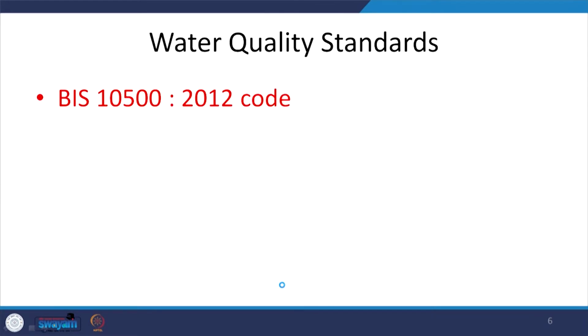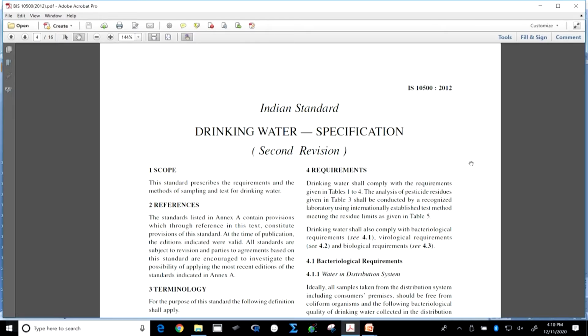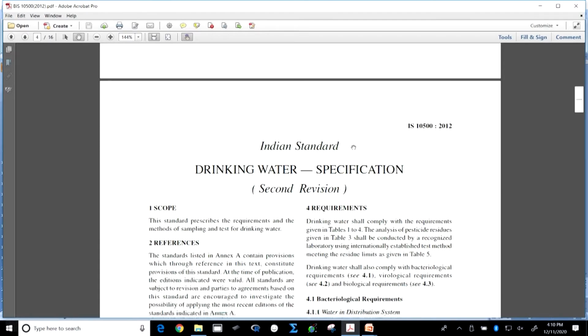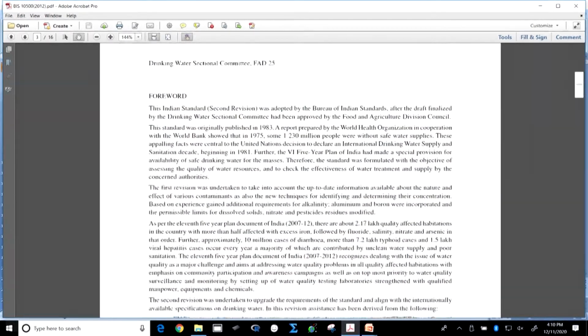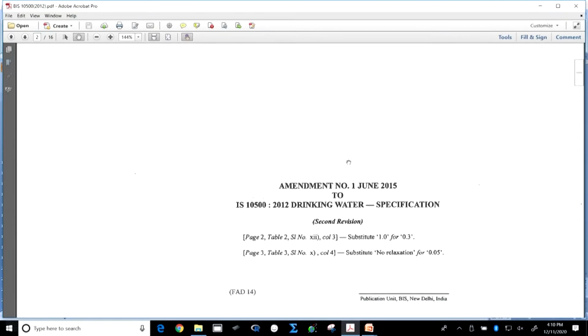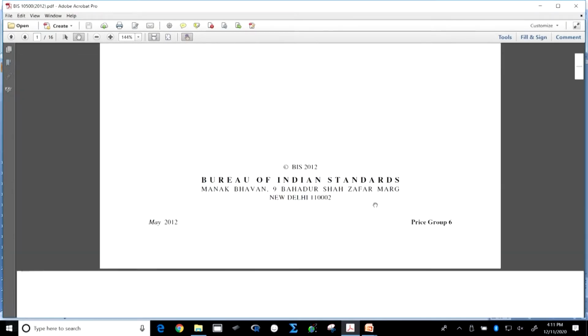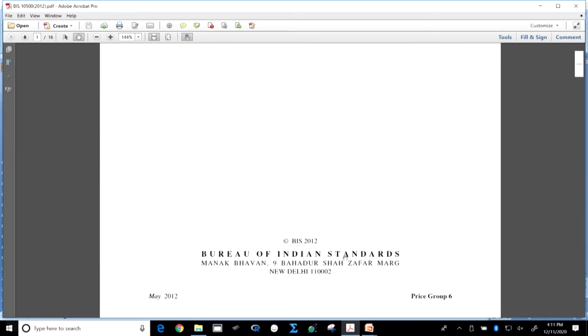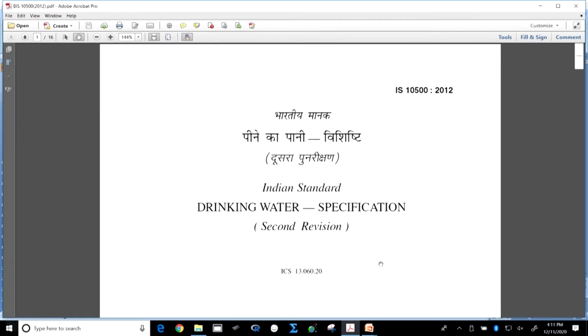So let's look at the relevant code, BIS 10500 2012 code, I guess, right? Okay. So what do we have here? The second revision and such, all this is fine. Okay, drinking water source, okay, this is Bureau of Indian Standards, I guess. Okay, Bureau of Indian Standards, and we already looked at the link earlier.